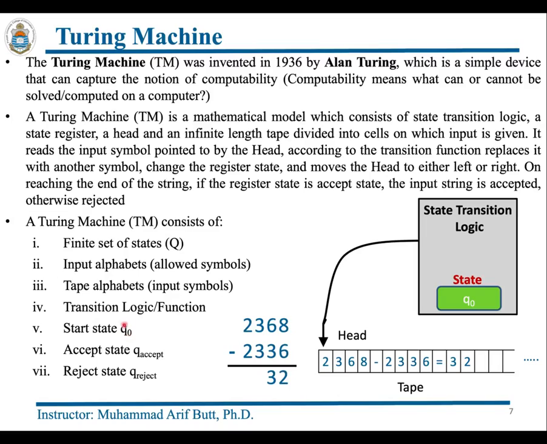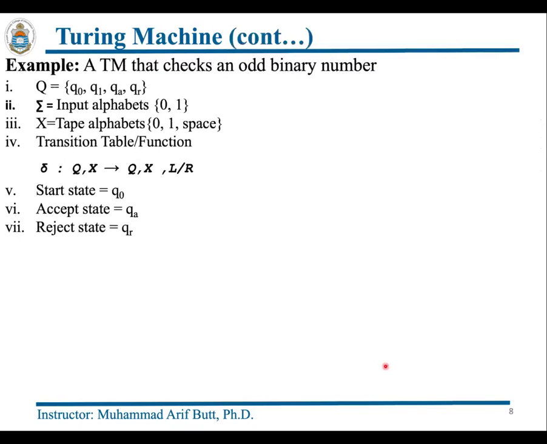One important state is the start state, represented by Q naught, and two other important states are accept state and reject state. So this is a basic idea that is written on this input tape, which subtracts two numbers and generates the result, that is 32. And of course, this program can be represented by a Turing machine, but let me give you a comparatively simpler example for better understanding. That is a Turing machine that checks an odd binary number.